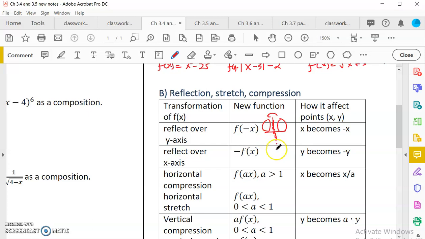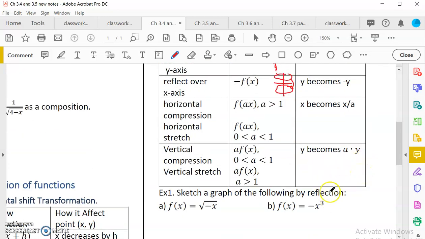Reflect over the x-axis is a vertical reflection. So your whole thing over here becomes below, negative of f of x. So y becomes negative y. Your x doesn't change, but your y changes.